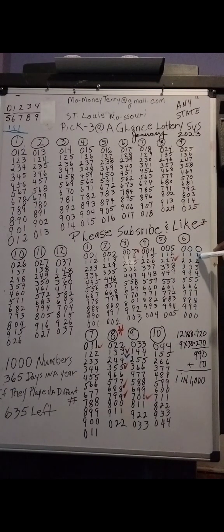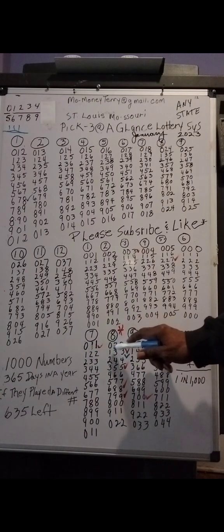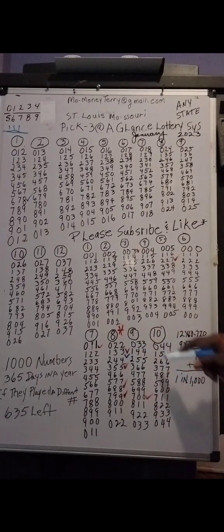Column 6, triple zeros. Column 7, 0, 1, 1. Column 8, 0, 2, 2. Column 9, 0, 3, 3. Column 10, 0, 4, 4.